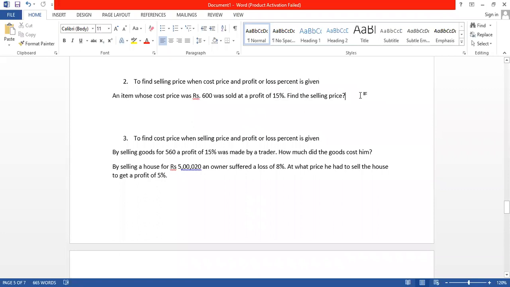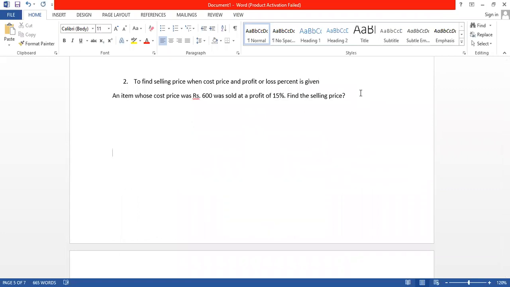Okay, so the second scenario that you would usually find in questions is where you would be asked to find the selling price when the cost price and the profit or loss percentage is given, as in this question. An item's cost price was 600. So the cost price is provided to you over here, and it was sold at a profit of 15%. The profit percentage is provided to you, and you need to find the selling price in this scenario.